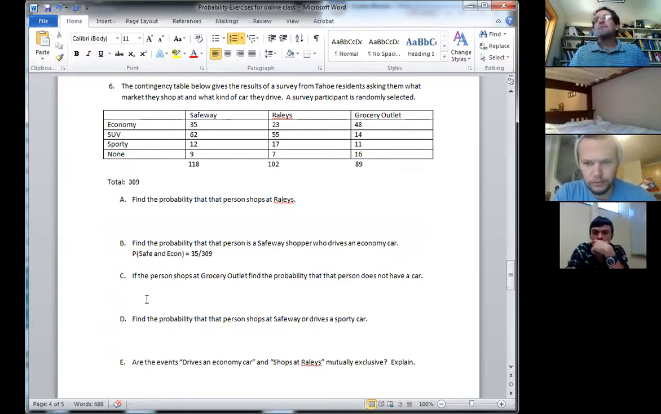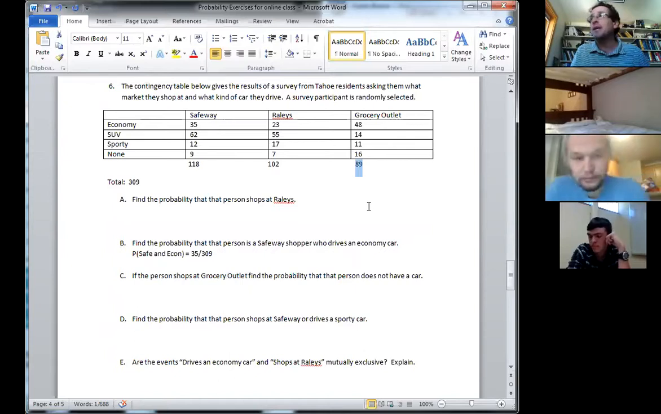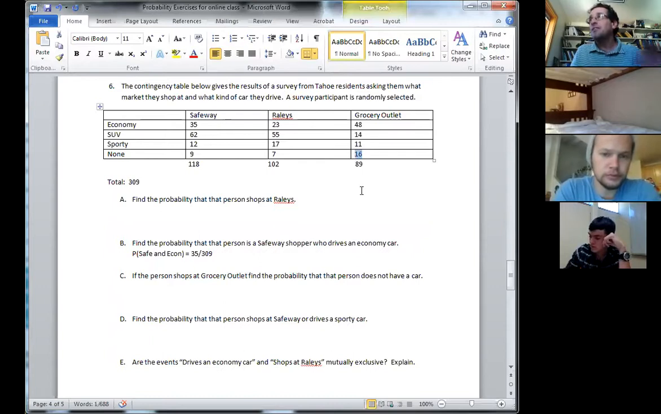Okay, good. So it's 16 out of 89. Notice that when you have an if question, the if is a given. So that's the probability of not having a car given they're a Grocery Outlet shopper. That means our denominator changes. We'll only look at the Grocery Outlet shoppers, so we have 89 in the denominator. And of those Grocery Outlet shoppers, 16 don't have a car. Any questions on that?